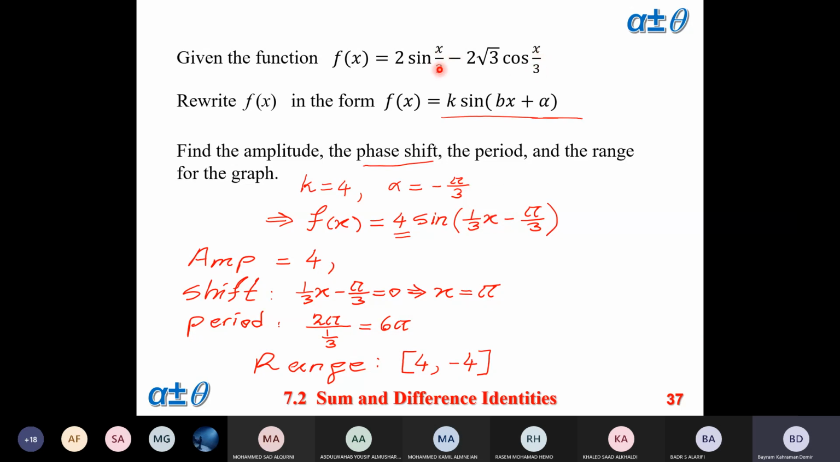Instead of x, we have x over 3. Okay, write x over 3. So x over 3 plus alpha. So it is x over 3 minus pi over 3. Yes, you can find the amplitude, shift, period, and range of the function now. All right.